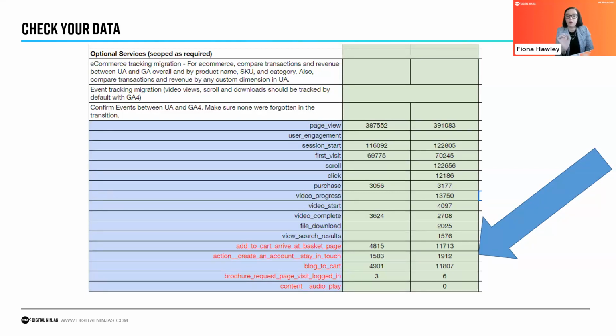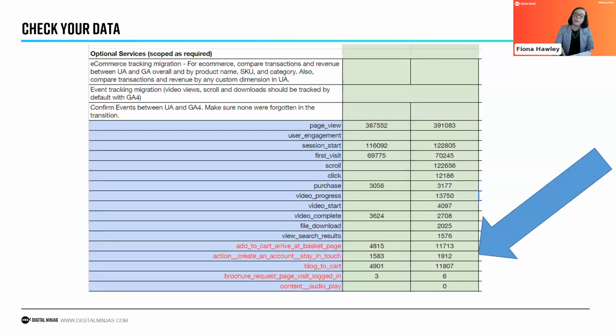So some tips for when you're comparing UA and GA4 data. Obviously, use a consistent time range. To ensure an apples to apples comparison, make sure the date range for both UA and GA4 data is the same. While it's normal to see some differences between UA and GA4, as I mentioned, due to the difference in tracking methods, you should look out for any significant discrepancies that may indicate an implementation issue.